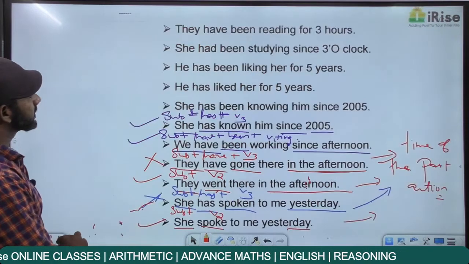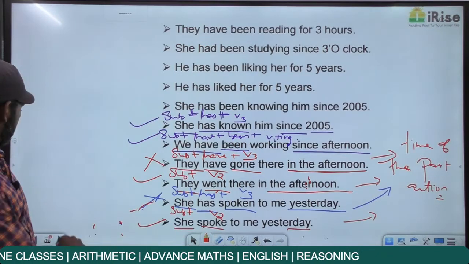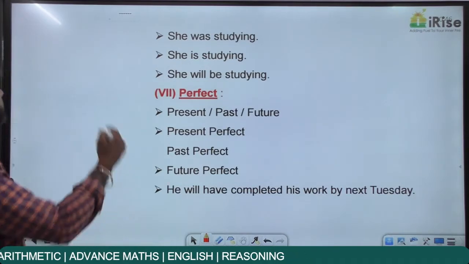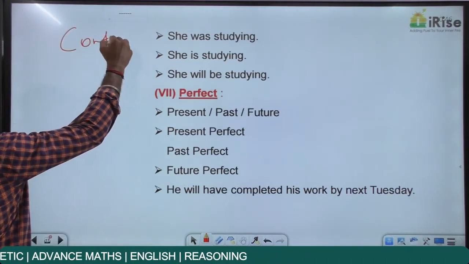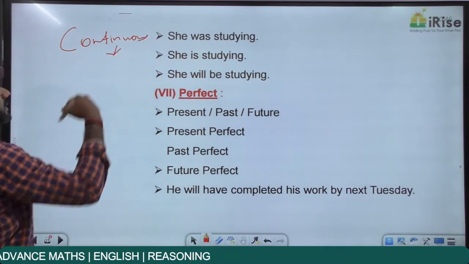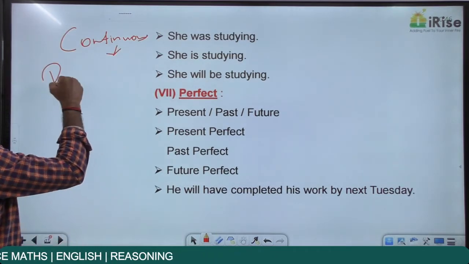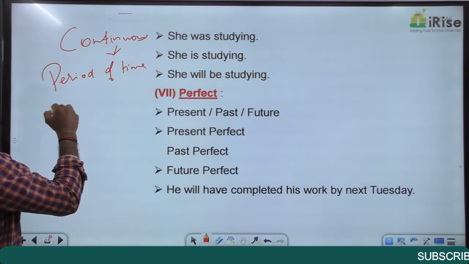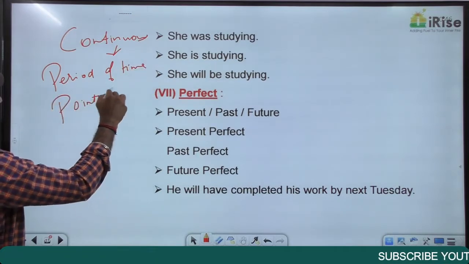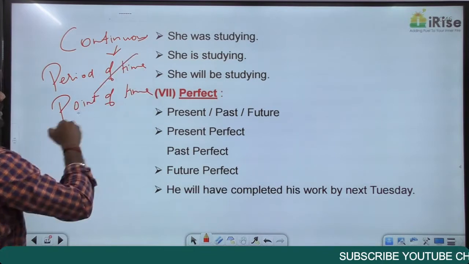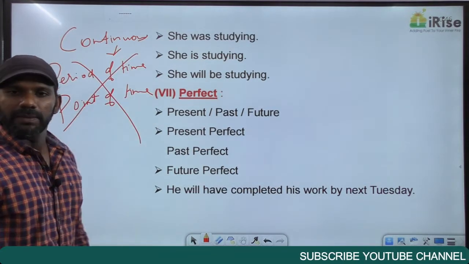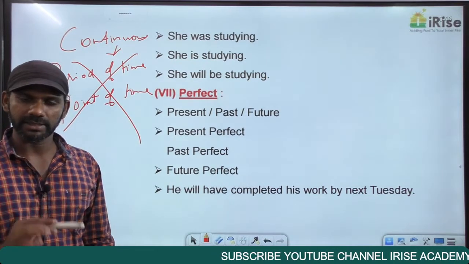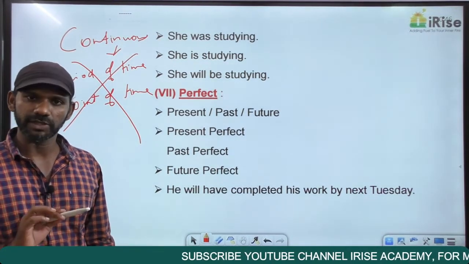So what I mean to say is this: in a continuous sentence, whether it's present continuous, past continuous or future continuous, period of time or point of time should not be mentioned. Period of time or point of time should not be mentioned in any continuous sentence. Present continuous, past continuous, future continuous.